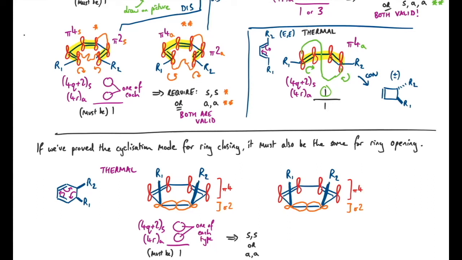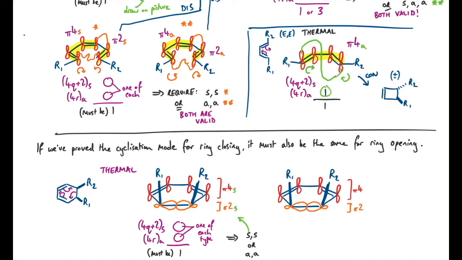Okay, so the SS one, we can just draw over here. Now, if we make this pi4S and pi2S, well, we need to define what we mean by suprafacial for a sigma bond. And what we normally do is we say that it's the same two sides. So the orbitals in the sigma bond are made up of a large bit and a small bit. So suprafacial, we mean the same bit. So we either use two big bits or two little bits. Doesn't matter which, we'll get the same result.